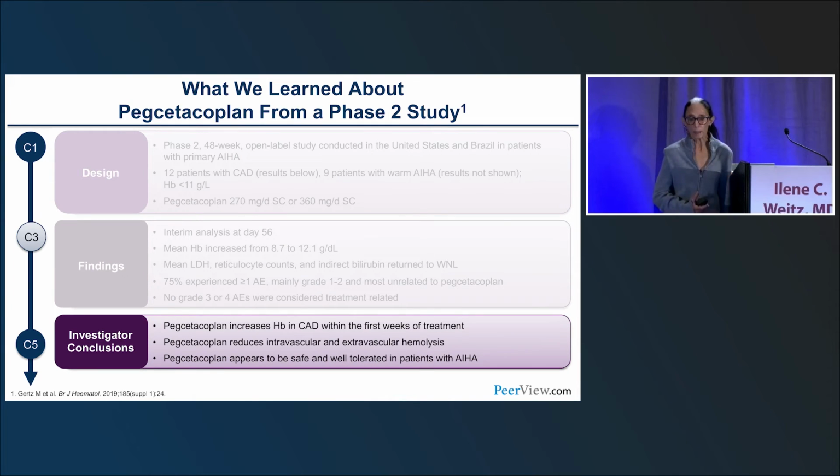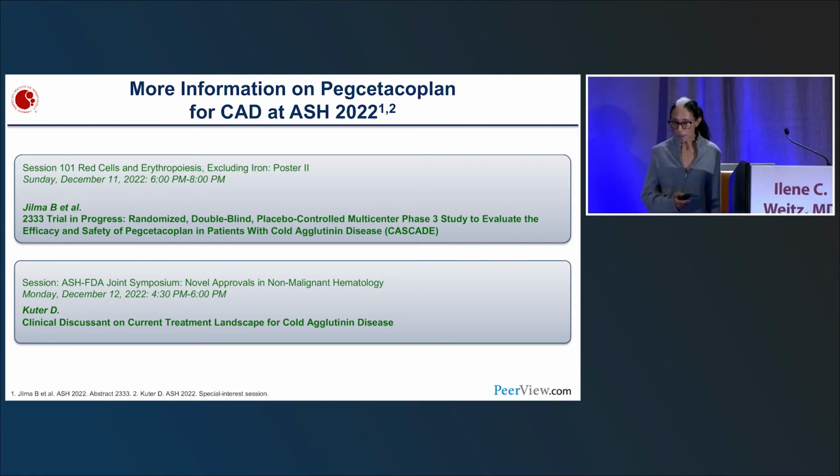So pegcetacoplan can increase the hemoglobin in CAD within the first few weeks of treatment. It reduces intravascular as well as extravascular, primarily extravascular hemolysis, and it appears to be safe and well tolerated. And there is a phase 3 trial that's going to be presented on Sunday, so that's worth looking at the data. And Dr. Cooter is also going to be doing a joint ASH FDA symposium on Monday on cold agglutinin disease.